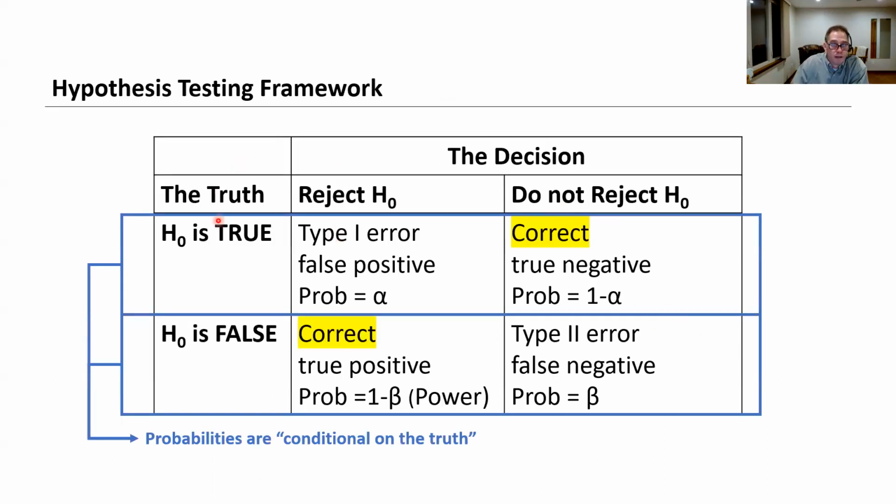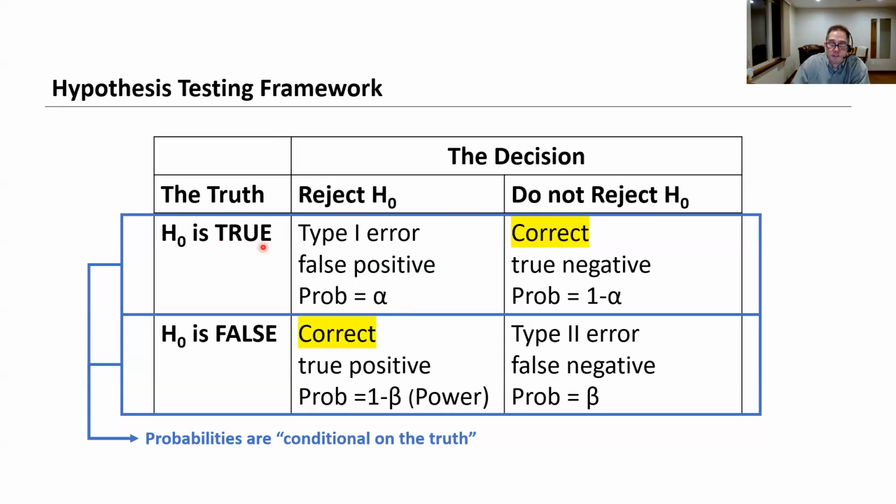So in this framework, the decision, or the probabilities, are conditional on whatever the truth is. So if the null hypothesis is true, if your experimental arm is truly a dud and you reject it, then you have a type 1 error on your hand, a false positive. This happens with probability alpha. And this is some alpha that you're willing to accept, some chance that you're willing to accept.